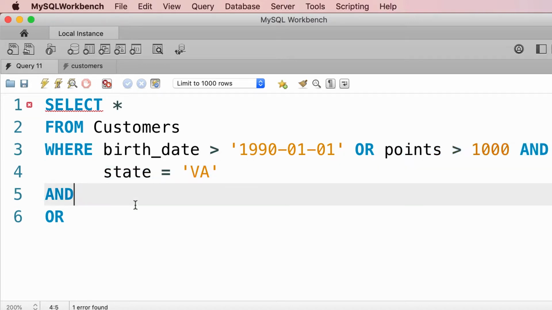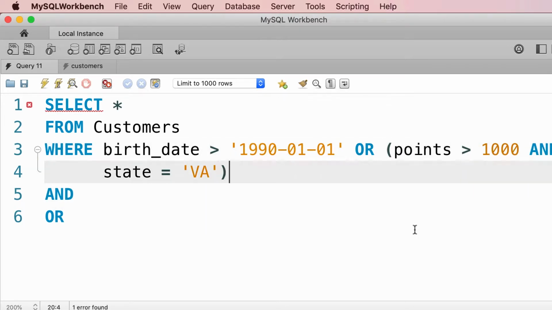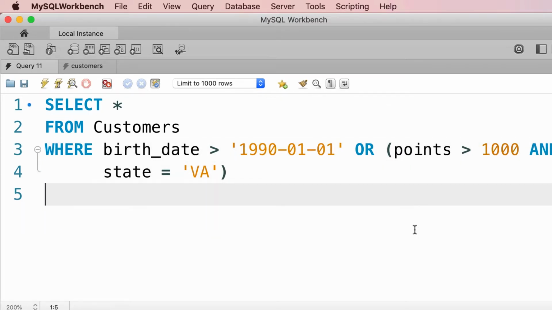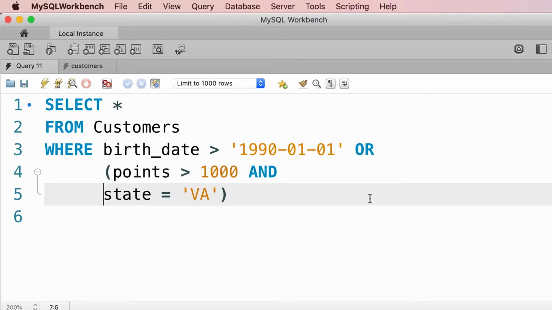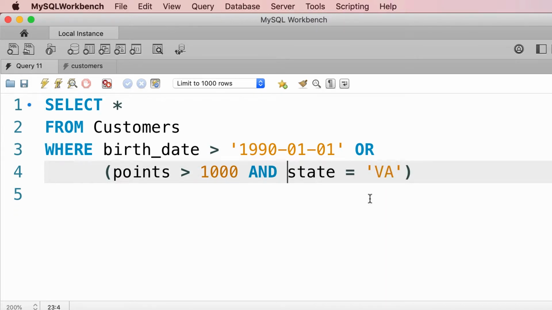Now you can always change the order using parentheses, and this also makes your code cleaner and easier to understand. So here we can put parentheses around these last 2 conditions. And also we can put these on a new line for clarity, something like this. So anyone who reads this code can easily understand what is the intent of this query. Now we also have another logical operator called NOT, and we use that to negate a condition.